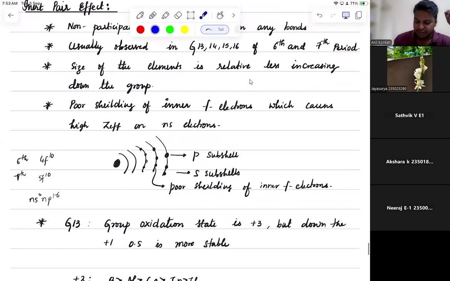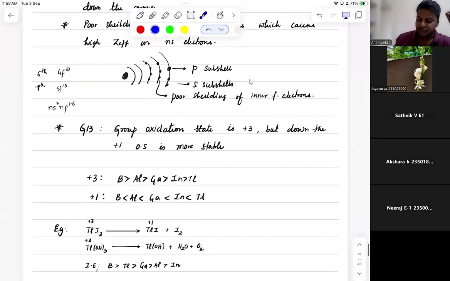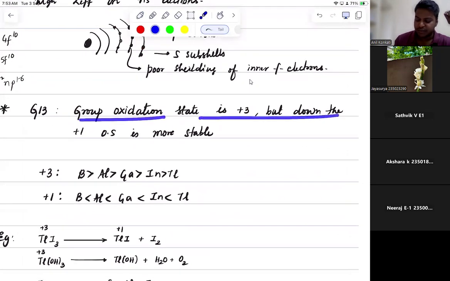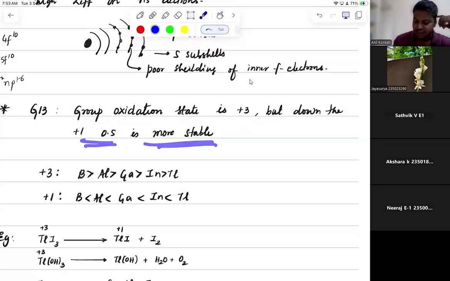That is, if you notice, this is the nucleus and these are all the orbits, correct? If this is an electron present in a p shell or an s shell here, and before that, imagine in this case, there are f electrons. Those f electrons will shield these electrons very, very poorly. So therefore, if you notice group 13, group oxidation state is +3, but down the group the +1 oxidation state is more stable.